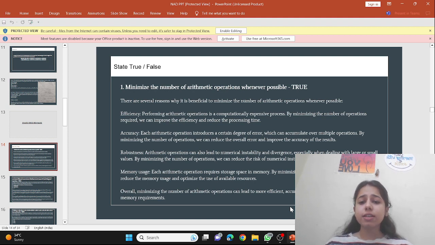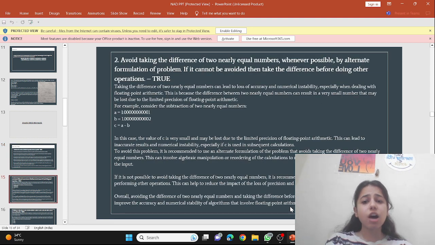Efficiency. Performing arithmetic operations is a computationally expensive process. By minimizing the number of operations required, we can improve the efficiency and reduce the processing time. Accuracy. Each arithmetic operation introduces a certain degree of error which can accumulate over multiple operations. By minimizing the number of operations and memory usage, overall minimizing the number of arithmetic operations can lead to more efficient, accurate and robust algorithms with lower memory requirements. So this was true.